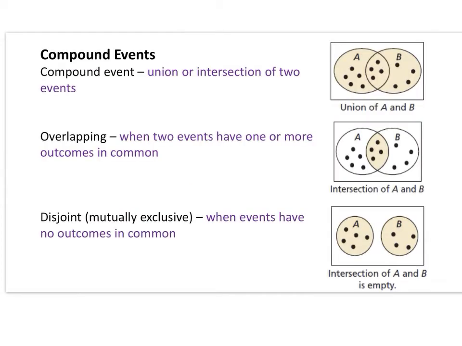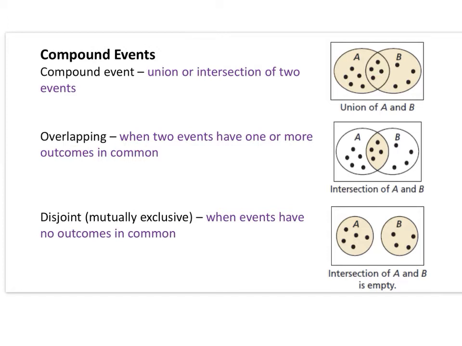Alright, to start, we've got some vocabulary. Let's make sure we understand our key vocabulary words. Compound events is the union or intersection of two events. Here's an example of a union of two events. So fill in your blank Venn diagram in your notes with the following example.